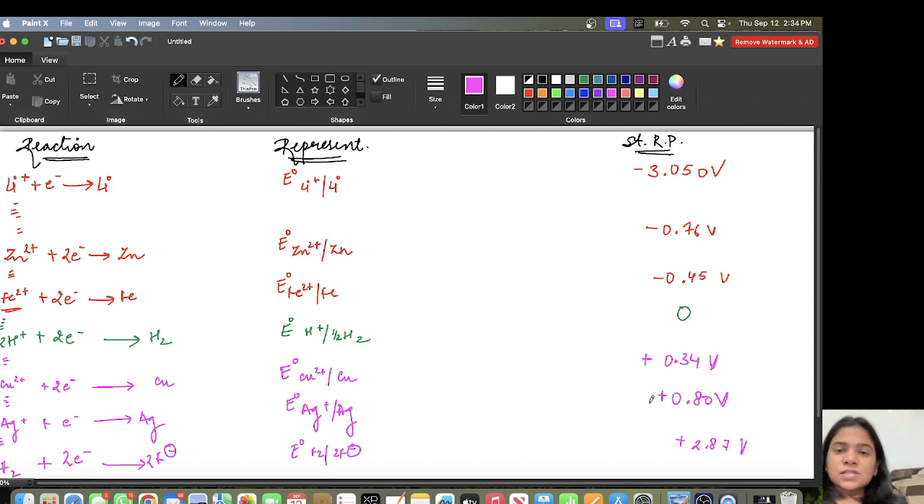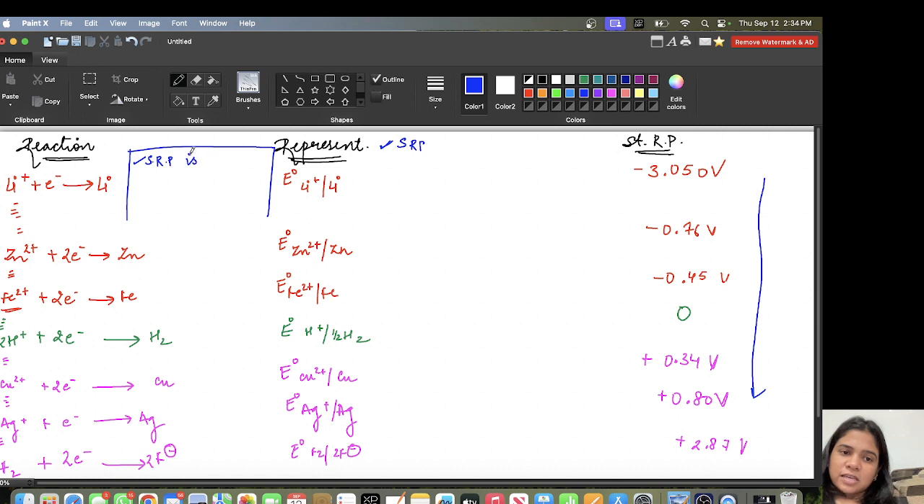Just remember, as you go down the series, the standard reduction potential is increasing. As I am going down, three things are happening. First thing which is happening is standard reduction potential is increasing. As we go down, the standard reduction potential is increasing. See here, it's in minus, and when you go down, the values are increasing.